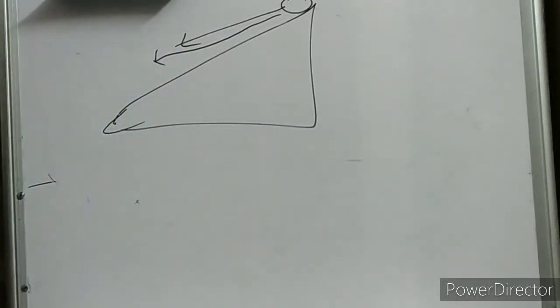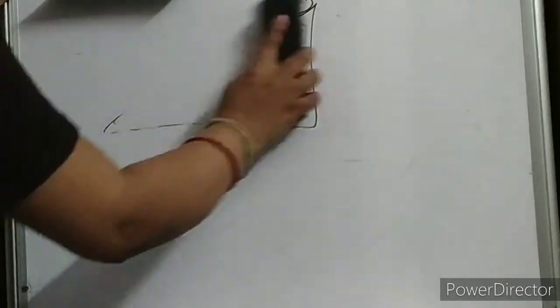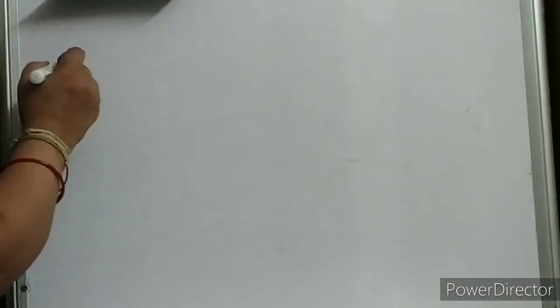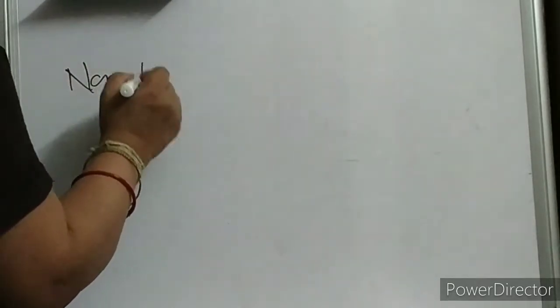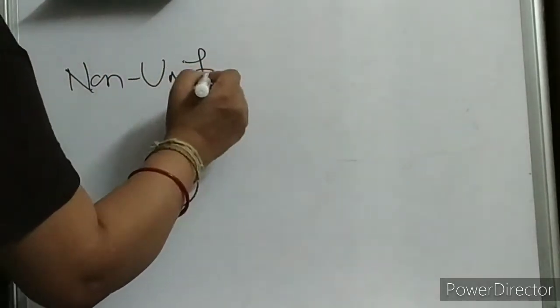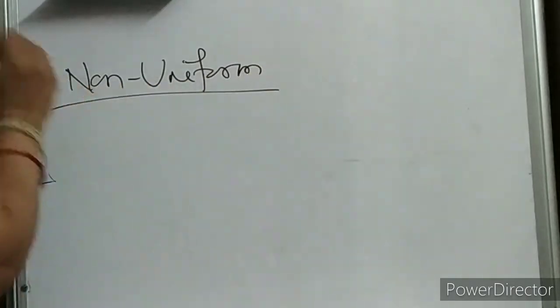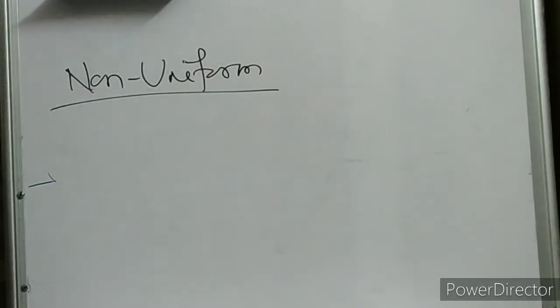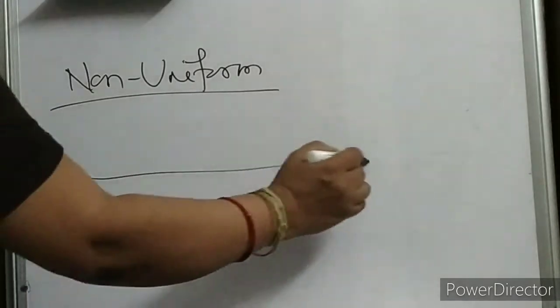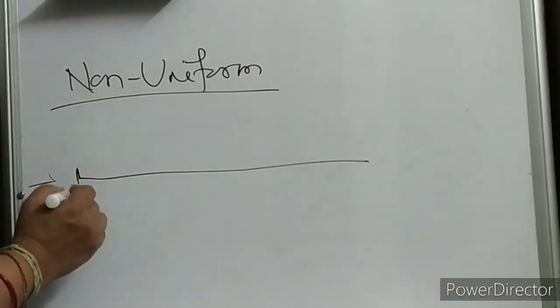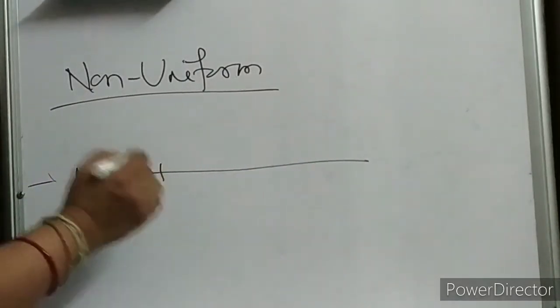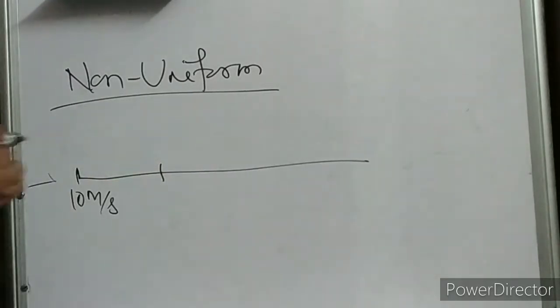Clear, children, what is uniform acceleration? Then we will discuss what is non-uniform acceleration. This is easy now. Once you know what uniform means, it is easy to get non-uniform. Non-uniform acceleration means velocity increases by unequal amounts in equal intervals of time. Suppose the starting point is 10 meter per second. Here I will write, suppose, 20 meter per second.